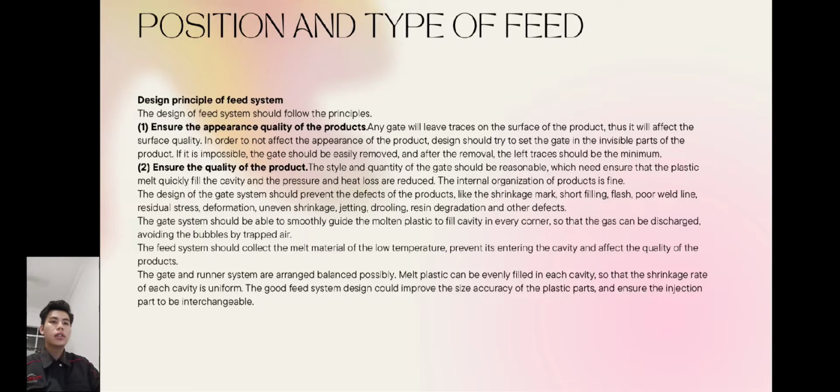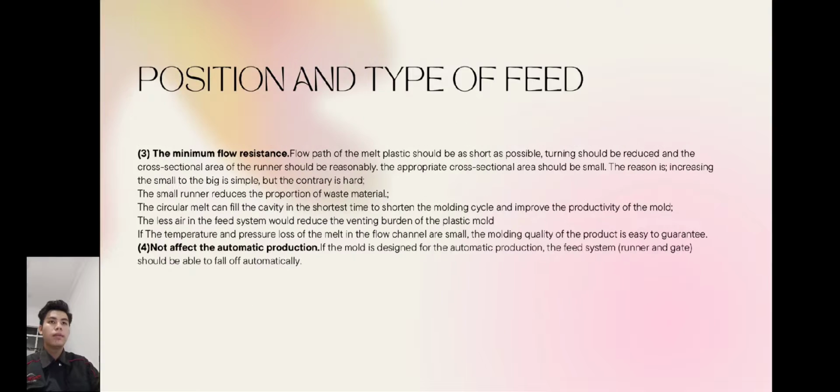The good feed system design could improve the size accuracy of the plastic part and ensure the injection parts to be interchangeable. Number three, the minimum flow resistance. The flow path of melt plastic should be as short as possible. Turning should be reduced and the cross-sectional area of the runner should be reasonable. The appropriate cross-sectional area should be small.